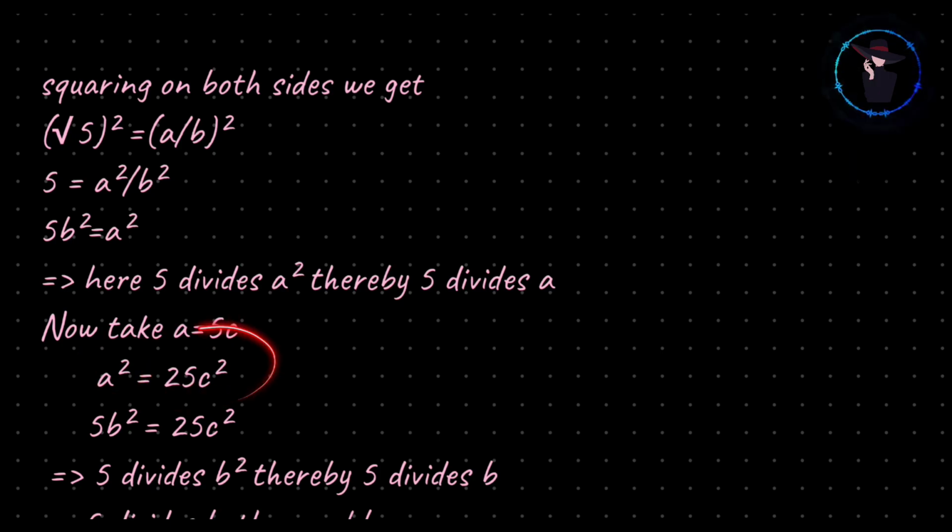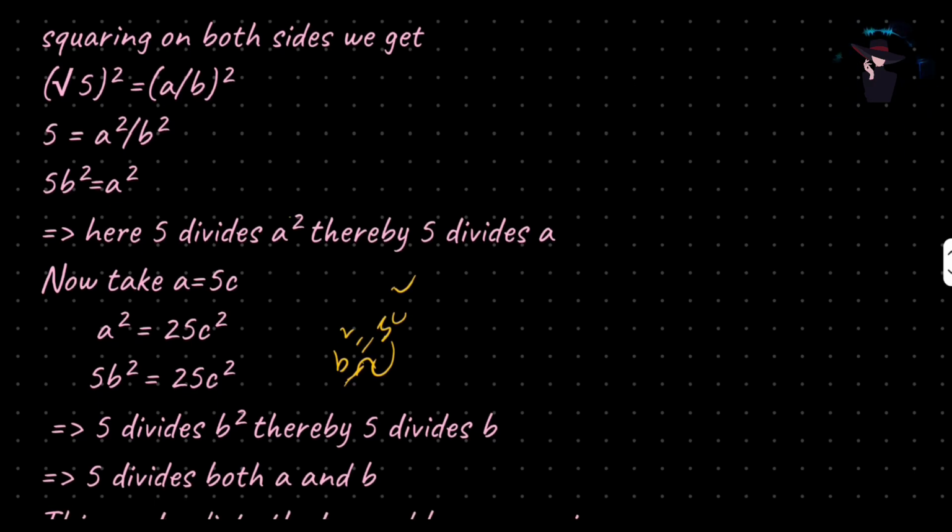We'll substitute this value of a square here. 5b square is equals to 25 c square. On cancellation, we will get b square is equals to 5c square. If we send this 5 here, again it divides b square. So 5 divides b square and 5 divides a square. So it divides both a and b.